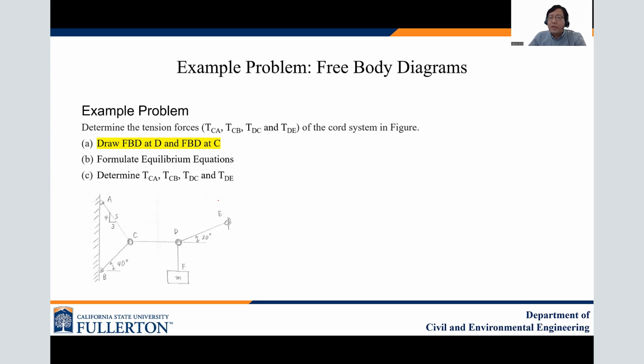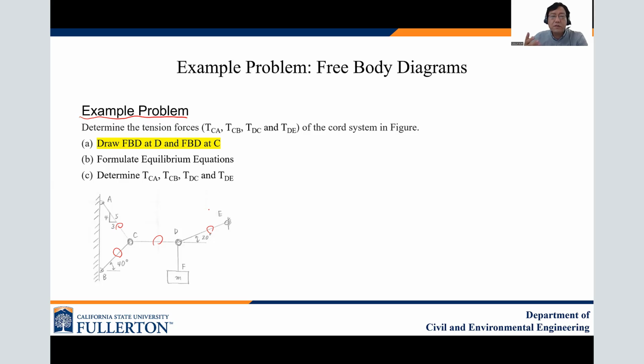In this slide, you can see the example problem. To solve this example problem, we need to draw the free body diagrams at D and C. I will use this example problem in other video clips for the equilibrium equations. The goal is to determine the tension forces: TCA, the tension of this cable, and then TCB, TDC, and TDE.